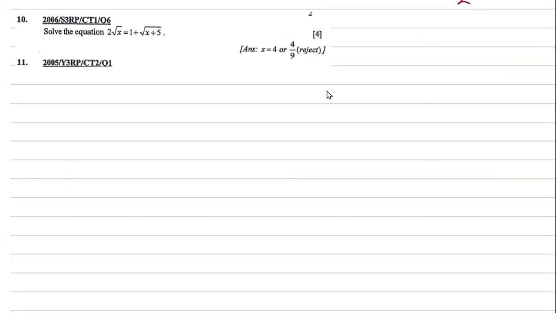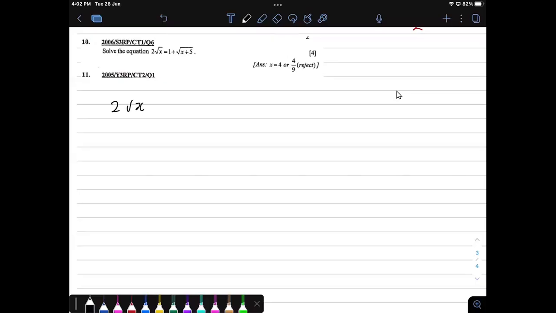Okay, let's go. So this one, solve the equation. Just solve this equation: 2 root x equals 1 plus square root of x plus 5. How do we solve this? We need to isolate one of the square roots on its own, or at most it can have a coefficient in front of it. You basically need a single term on one of the sides. Here we satisfy that condition, so we are allowed to square both sides of the equation.